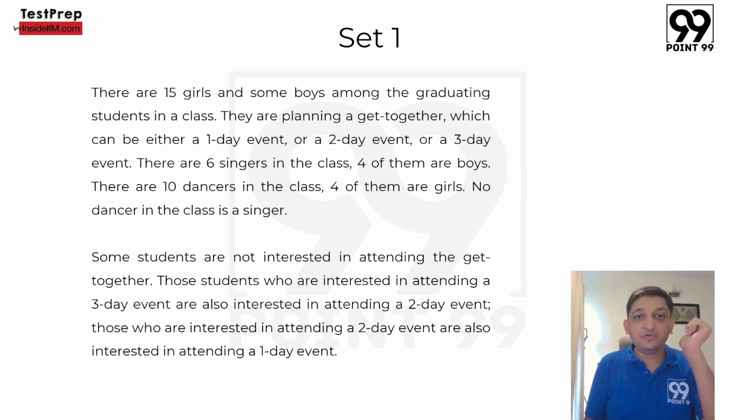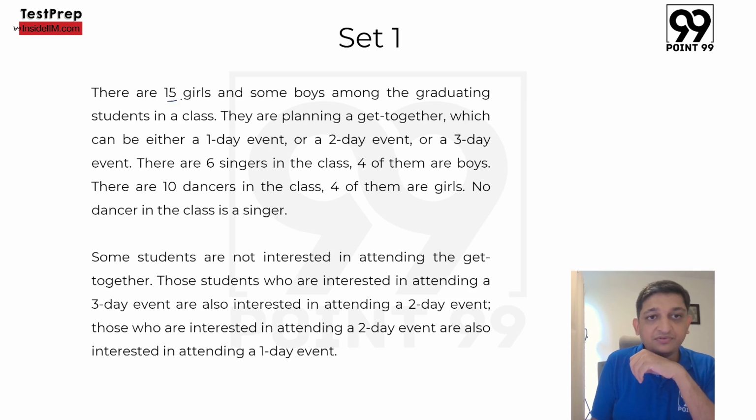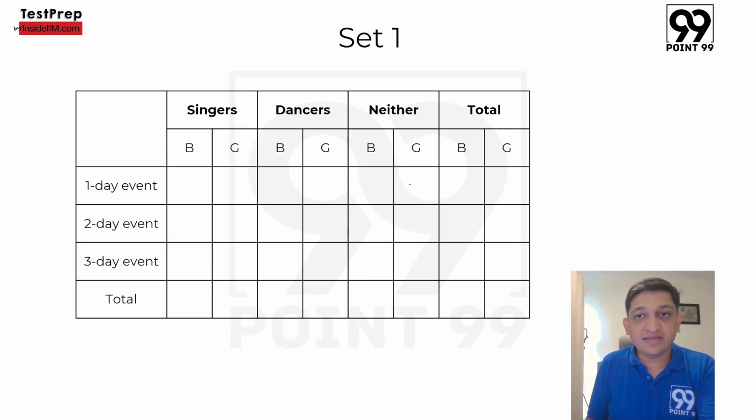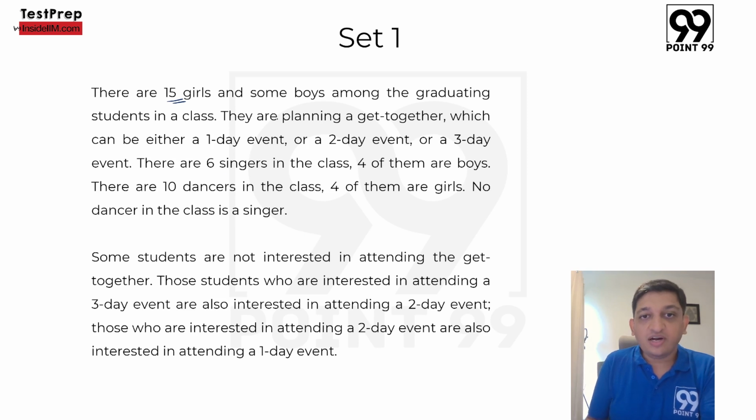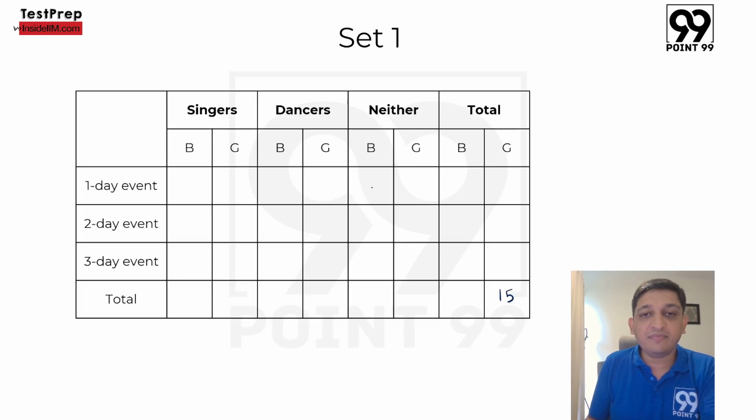तो यहाँ पे क्या क्या चीजें दी हुई हैं? We know in this context that there are 15 girls. So 15 girls अगर है मुझे पता है, then the total number of girls including people who are interested, not interested, जो भी है, will be 15 in total. ठीक है, तो ये 15 हो जाएगा in terms of the number of girls. What is happening here? 1 day, 2 day, 3 day, यहाँ पे कोई information नहीं है. There are 6 singers in the class and 4 of them are boys. So the total number of singers here will be 6 and 4 singers are boys.